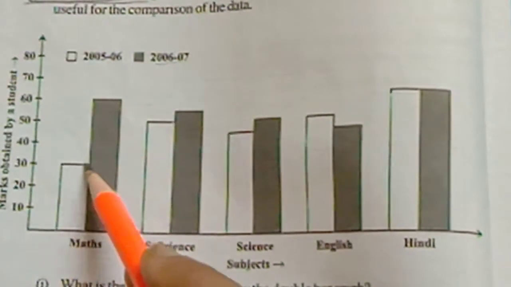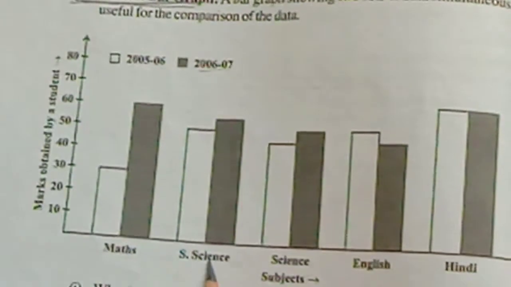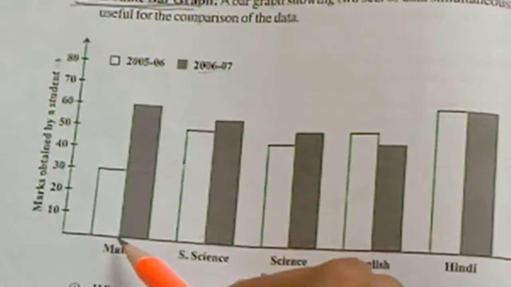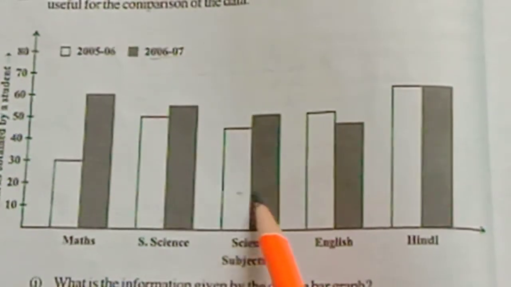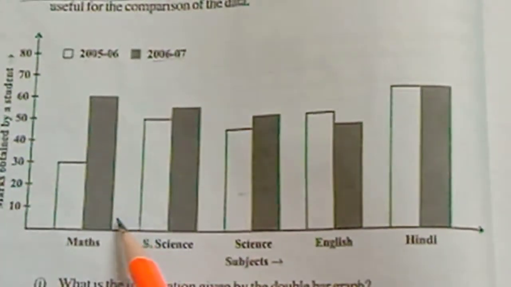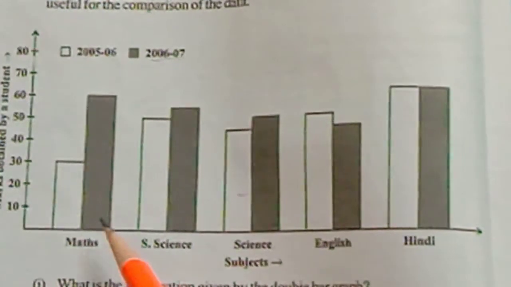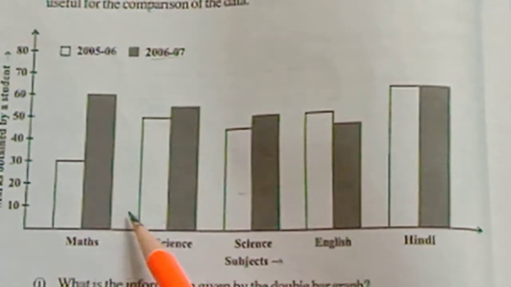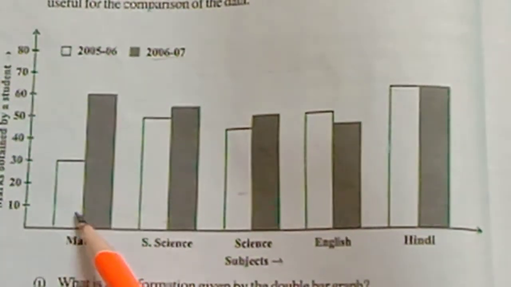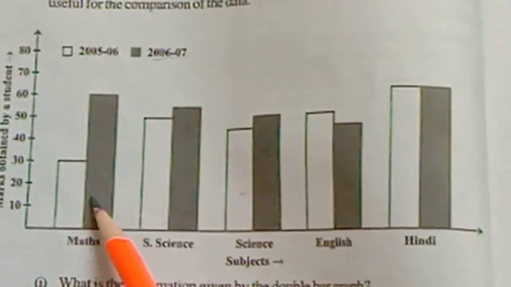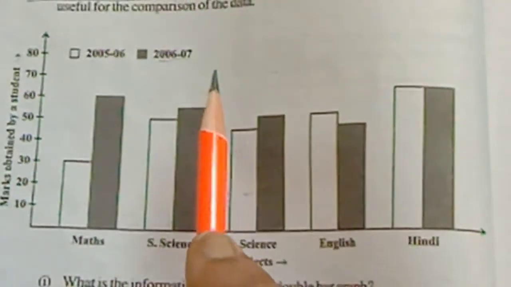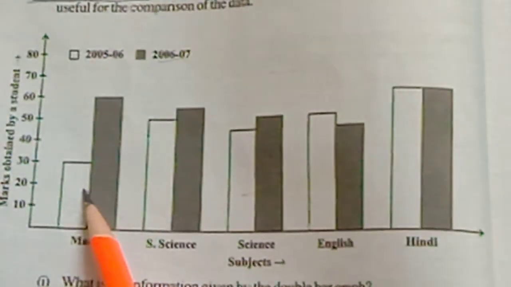In these bar graphs, there is a gap for each subject, as there is no relation between the subjects and their marks. For the maths marks there is one comparison, for the social science marks there is another comparison, and for the science subject there is another comparison. This kind of bar graph is known as a double bar graph, where you need to compare the improvement in the subjects between two sessions. For this kind of sums, you need to do a double bar graph.